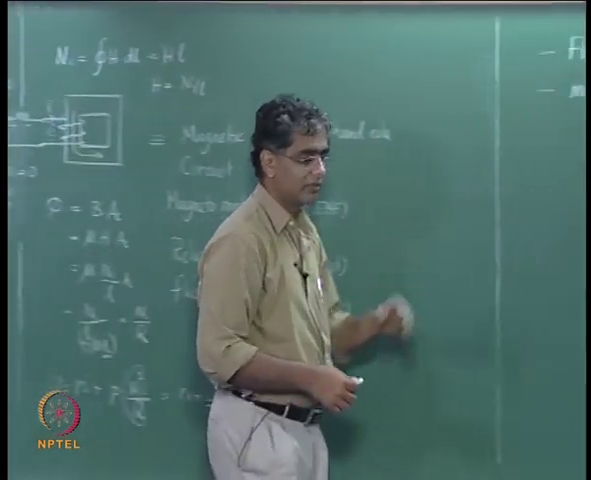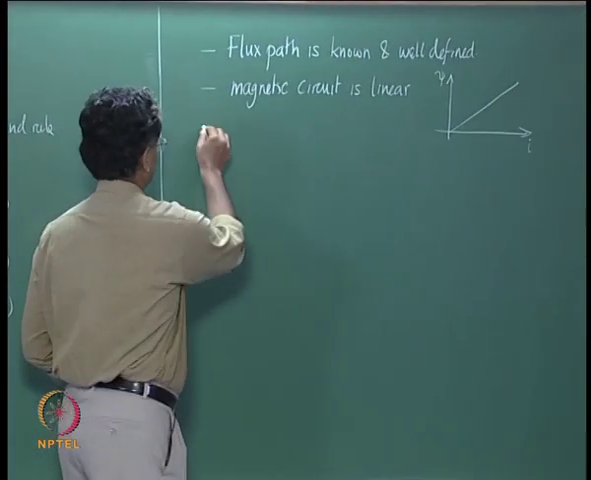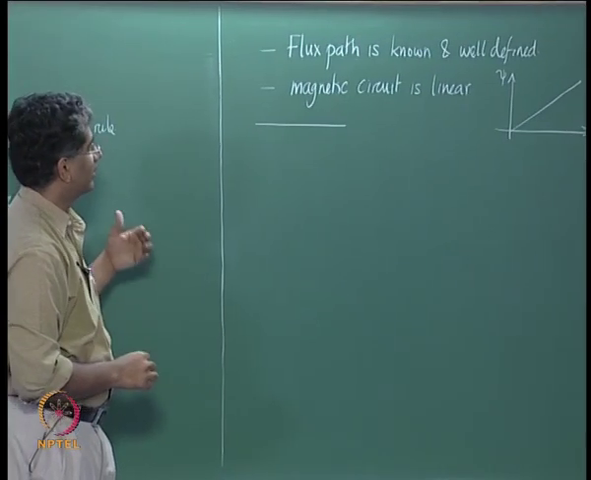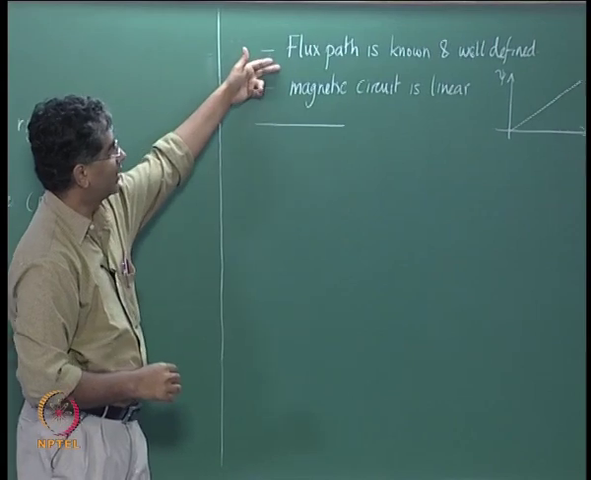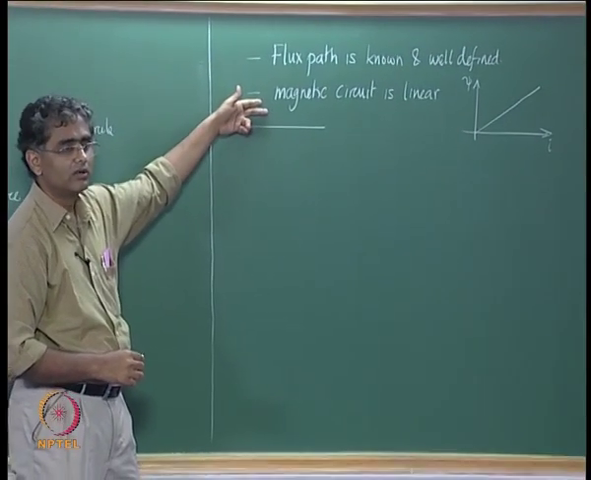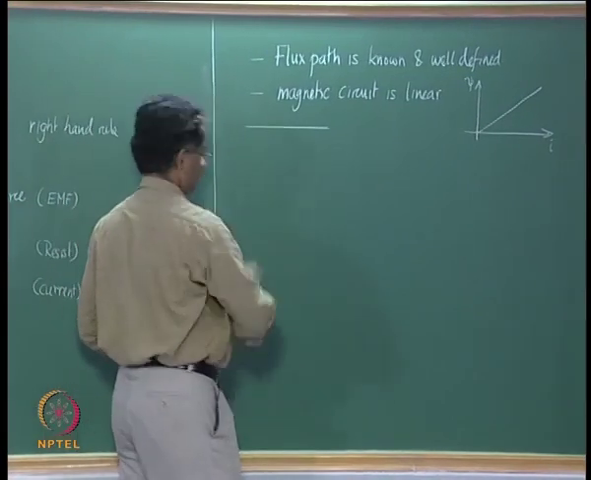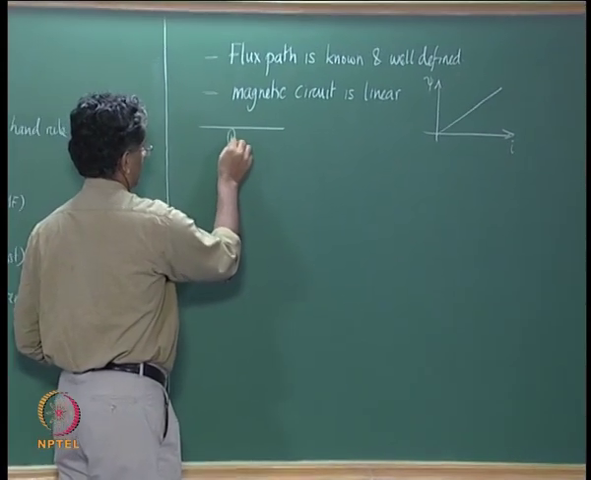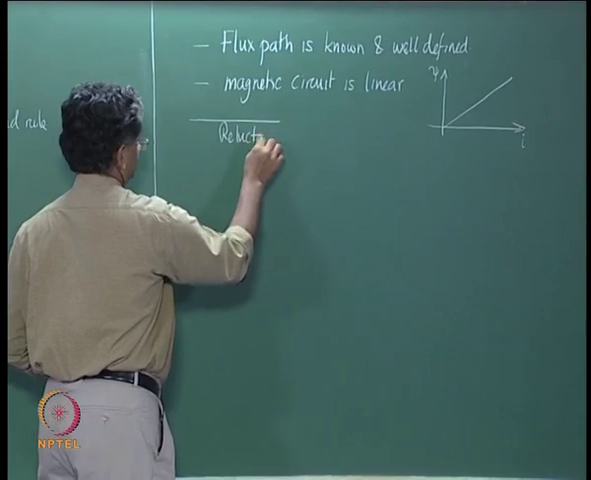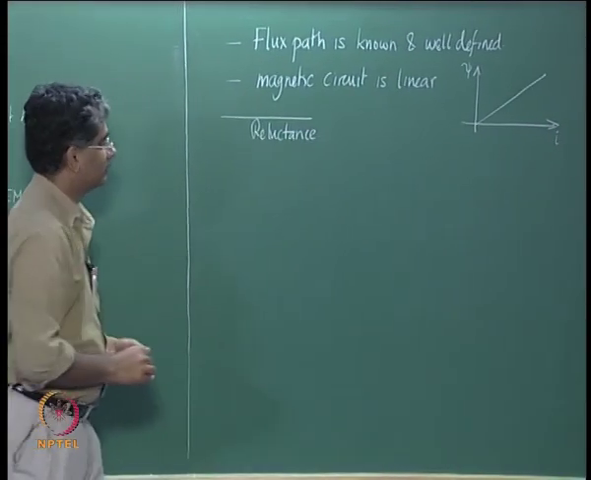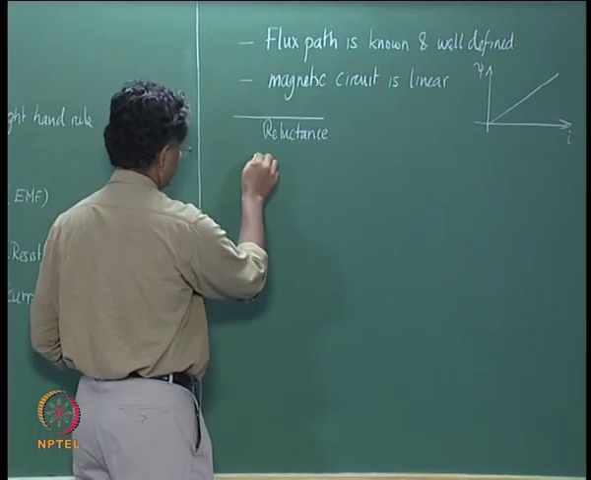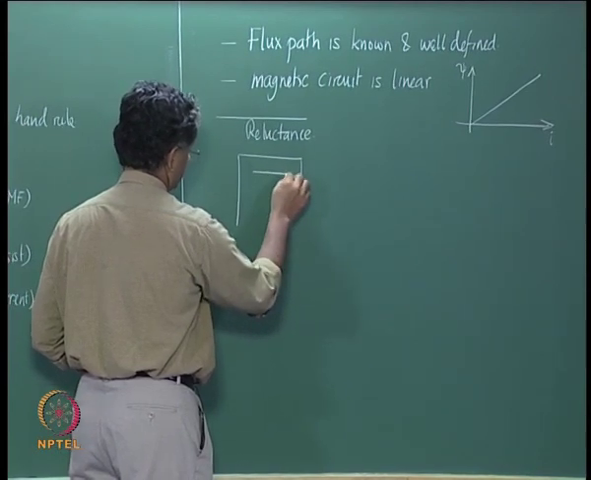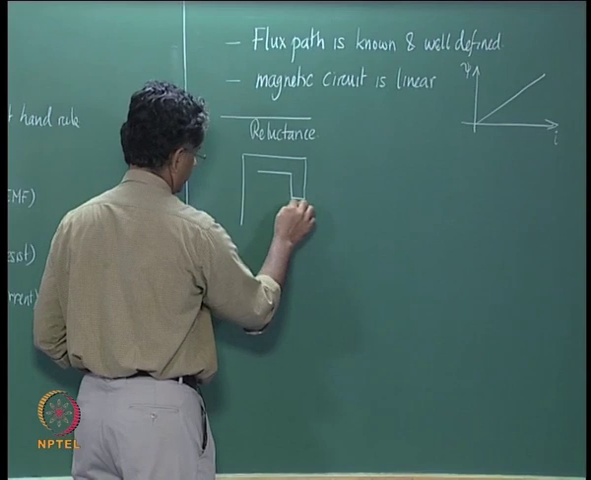So now let us get back to what we were discussing. We have therefore seen that if the flux path is known and the magnetic circuit is linear, one can define the number called reluctance, the entity called reluctance, right. How does the situation now change? Supposing I have the same core with an air gap that is introduced.